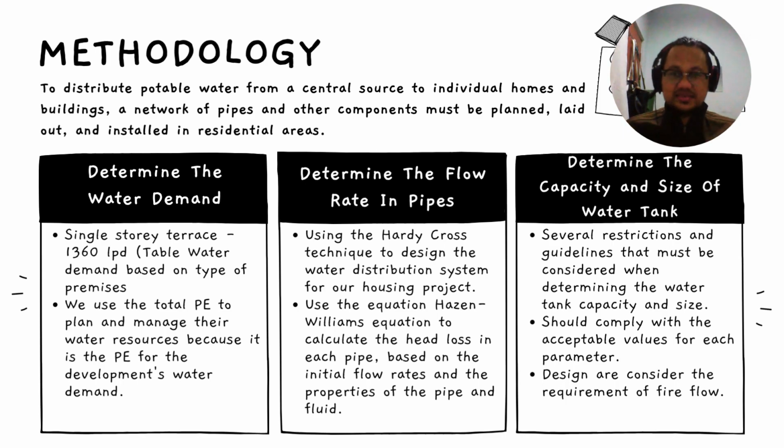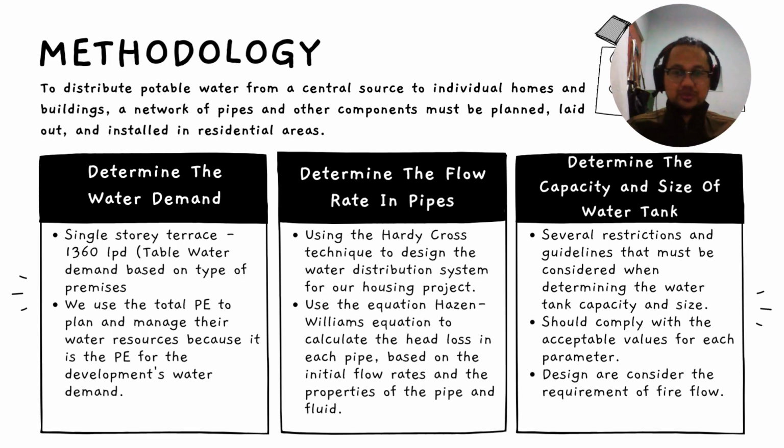So there are three main elements that will be determined in the water recirculation system. The first is determining the water demand. In our project, there are single story terraces. Refer to the table of water demand based on the type of premises. There are 1,360 population equivalent liters per day. So we use the total PE to plan and manage the water resources, because it's the PE for the development water demand.